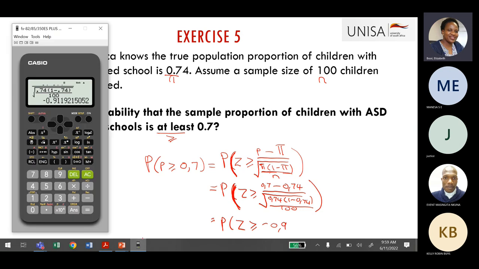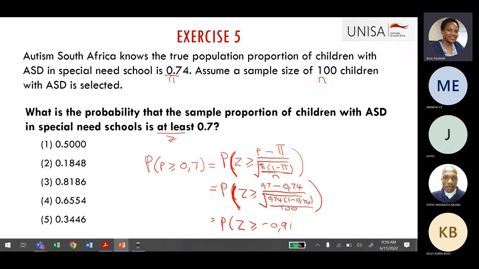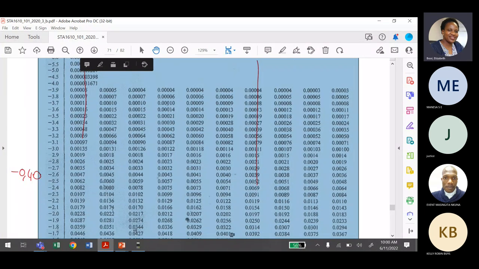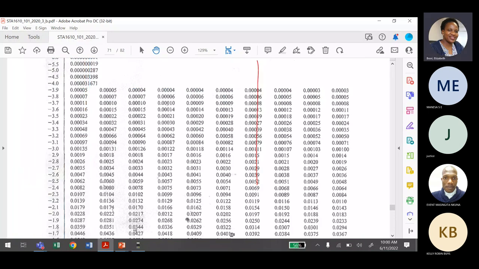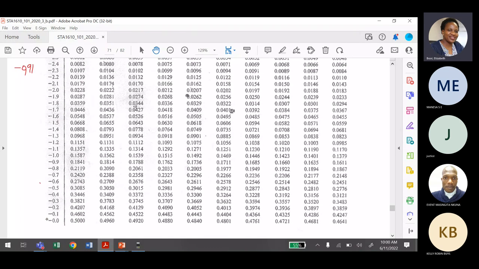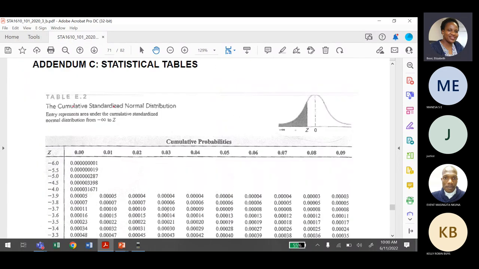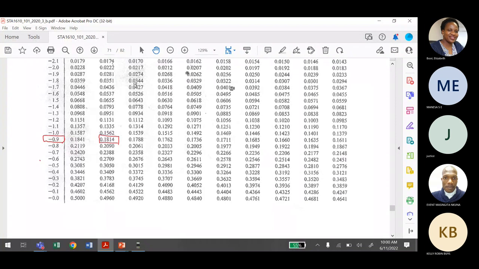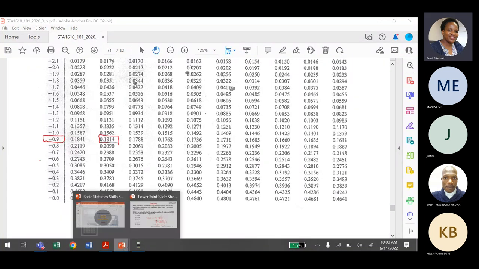0.91. We go to the table and look for minus 0.91. That's what we're looking for. So we need to go to 0.9, and we're looking for 1 at the top, which is column number 2. That gives 0.1848.